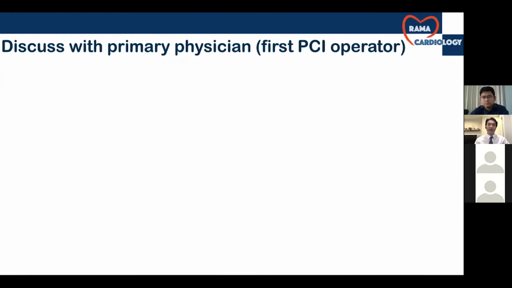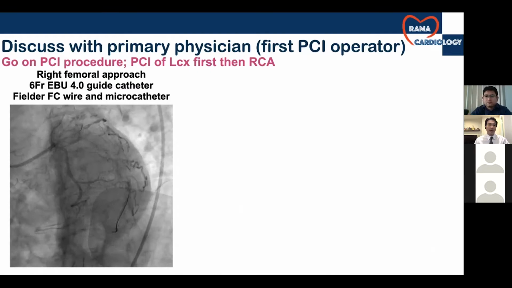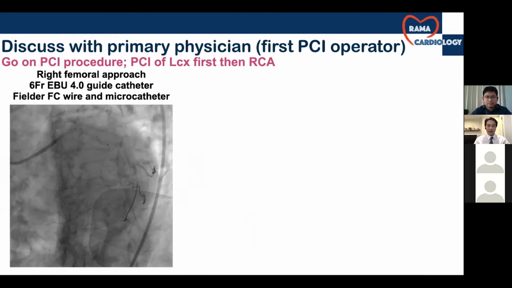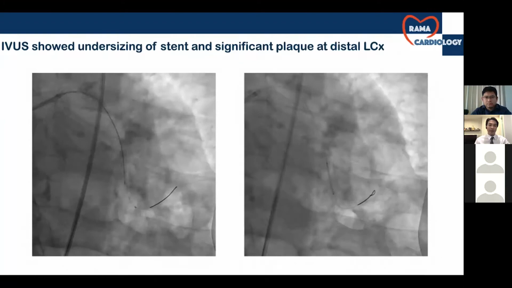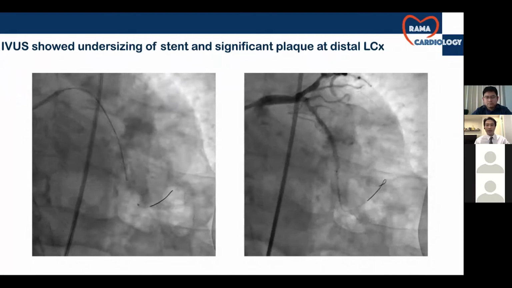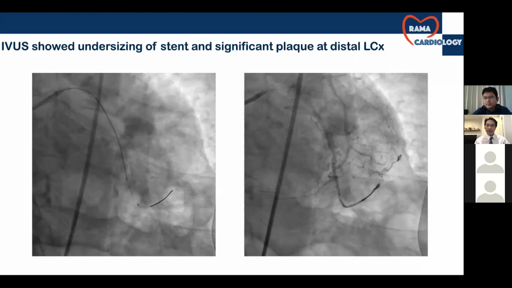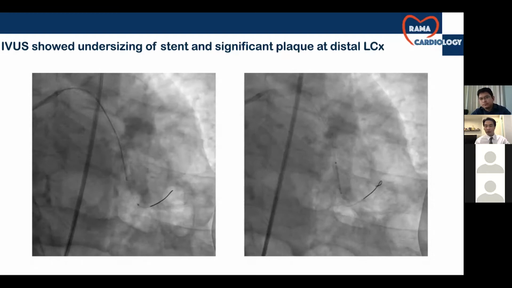First, I discussed with the first operator, and he would like to go on with the procedure, and we planned to do the PCI of the circumflex first, and then the RCA. I used the EBU 4.0 guide catheter. The wire and microcatheter could cross the lesion, not so difficult, and we did the pre-dilatation with a 2.0 over-the-wire balloon. After that, we put the IVUS in because I wanted to see what the problem was with the first PCI. I was sure the stent was a little bit undersized for the vessel size of around 3.0, but he put only a 2.5 stent, maybe because of the CTO or the vessel being undersized.